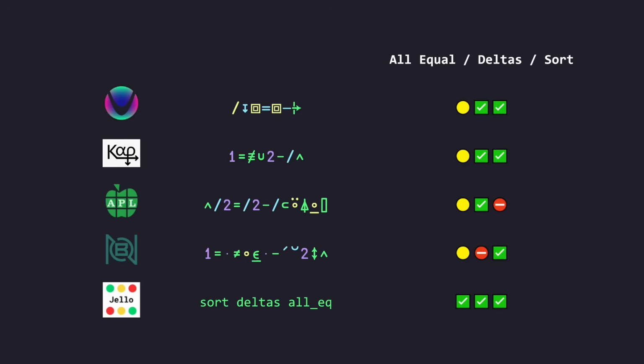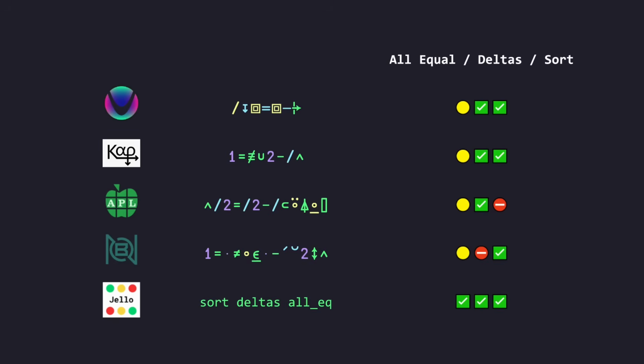In Kap, we also have sort. We've got the two wise reduction, which I count as a green checkbox. Once again, though, we don't exactly have all equal, but we can spell it in 4 primitives. That gets a yellow circle. However, we get to APL. There's no sort. You get a red, no entry there. Two wise reductions for our deltas. That gets a green check mark. And once again, we don't really have an all equal, but you can spell it in a few characters, so it gets a yellow circle.